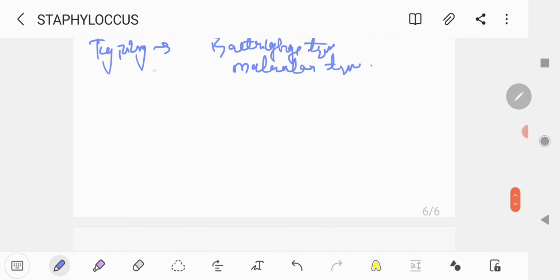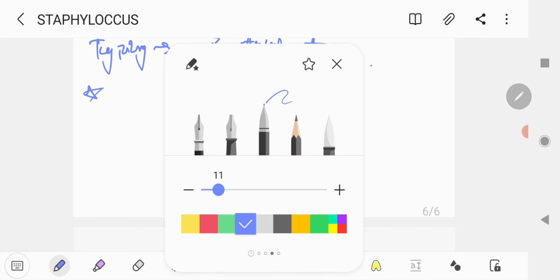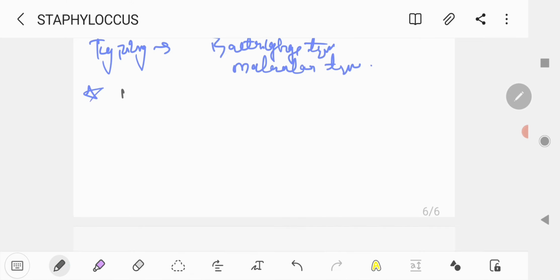Then the last point, which is the important one, is detection of MRSA. You all know that when we give penicillin, it will show resistance. Then you have to give methicillin, it will also resist.